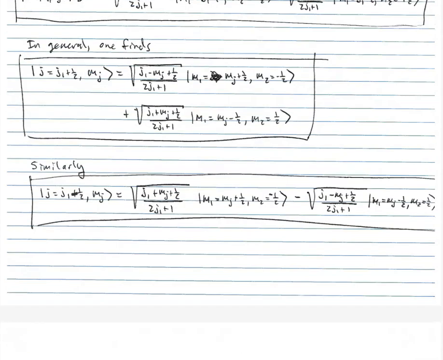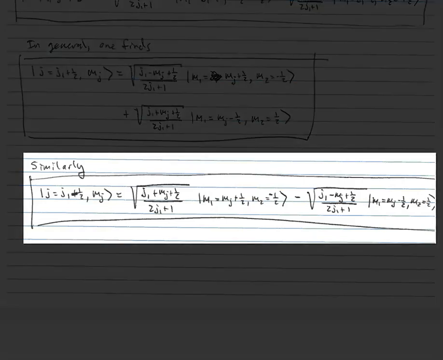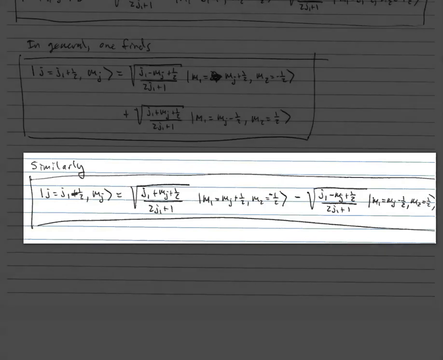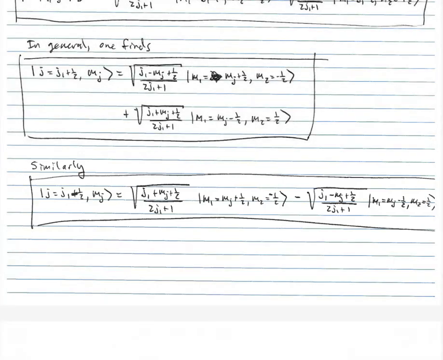Similarly, if you apply those lowering operators onto the state j equals j1 minus a half, mj, you'll get the square root of j1 plus mj plus a half over the square root of 2j1 plus 1, with m1 equals mj plus a half, m2 equals minus a half, minus the square root of j1 minus mj plus a half over the square root of 2j1 plus 1, with m1 equals mj minus a half, m2 equals a half. You can see that those two states are orthogonal to each other, as they must be.